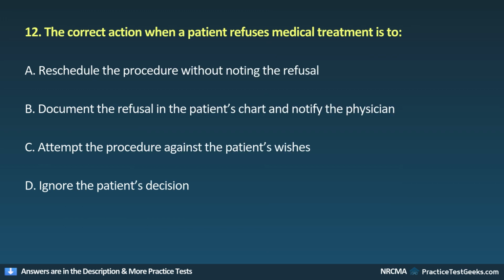12. The correct action when a patient refuses medical treatment is to A. Reschedule the procedure without noting the refusal. B. Document the refusal in the patient's chart and notify the physician. C. Attempt the procedure against the patient's wishes. D. Ignore the patient's decision.